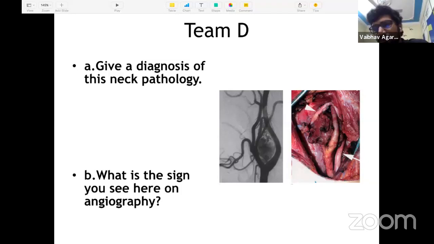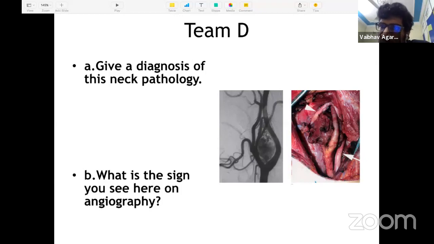Vaibhav? Yes, sir. This is the neck CT, and this is an angiography that has been done, DSA, and you can see the operative or the anatomical window in the neck having the tumor in the same patient.